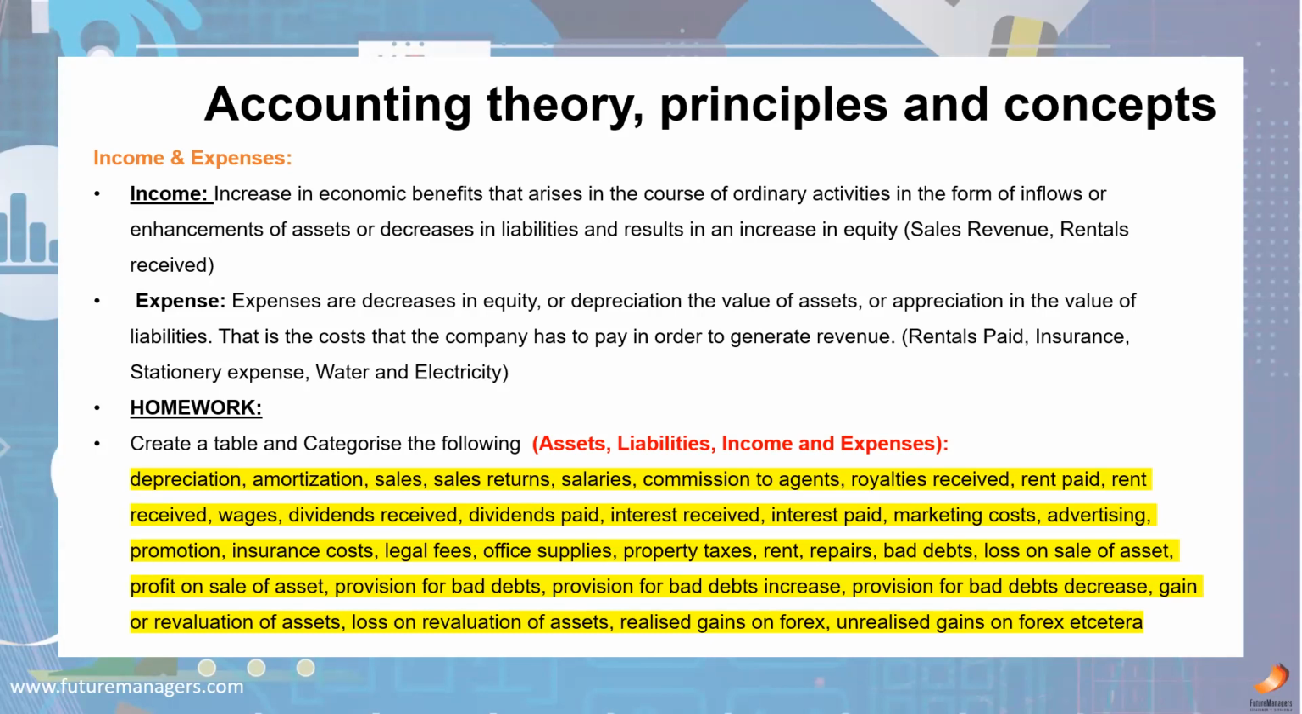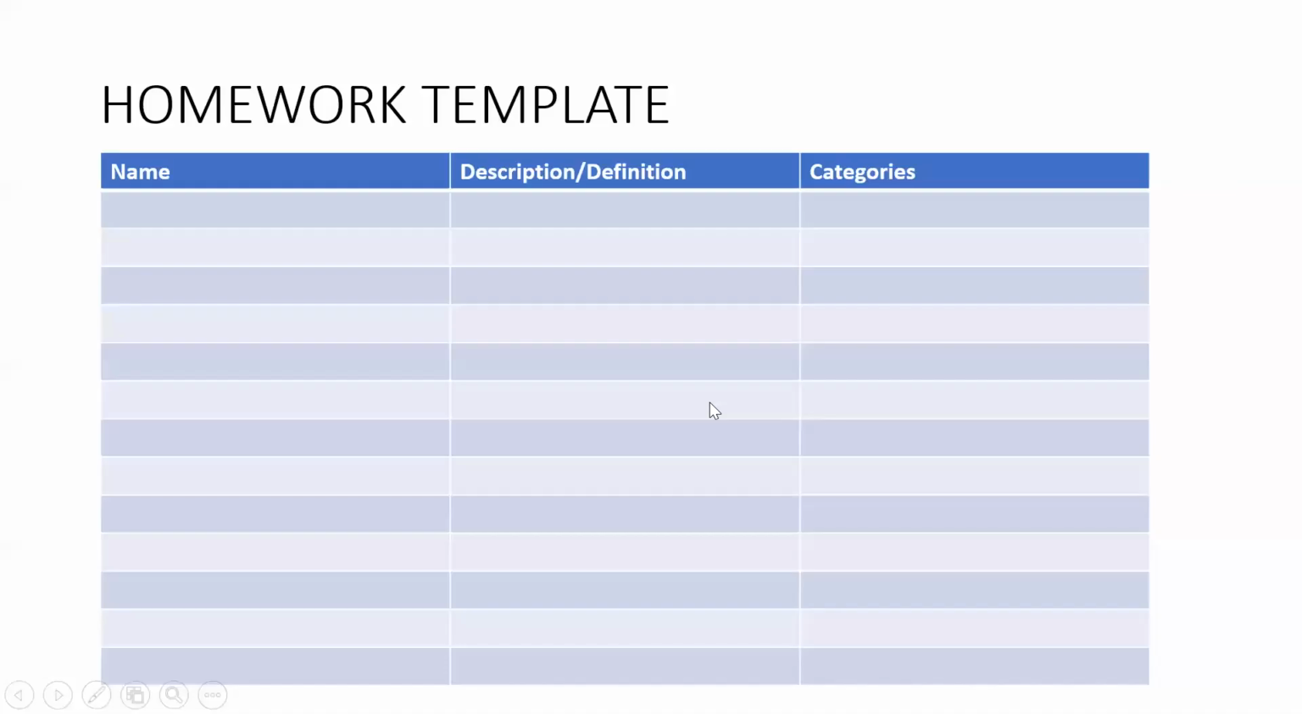So below, they highlighted in yellow a lot of different types of assets, liabilities, incomes, and expenses, which I want you guys to go through. A little homework. So you highlight what is the name of that thing, you highlight the definition of it, you highlight the category. Does it fall under assets? Does it fall under liabilities? Does it fall under income? Does it fall under expenses?